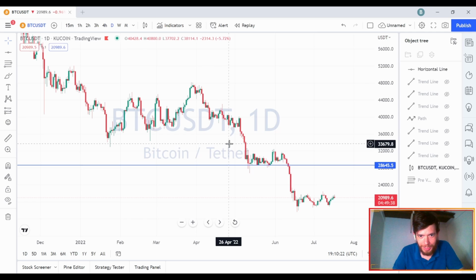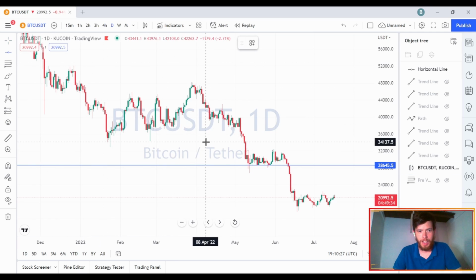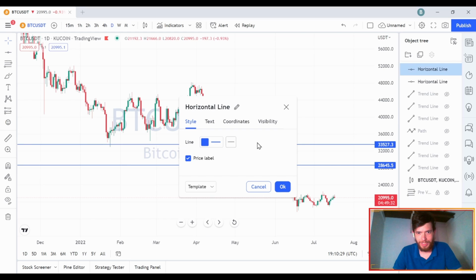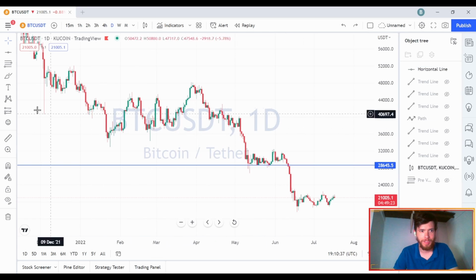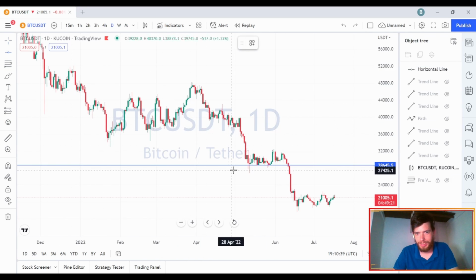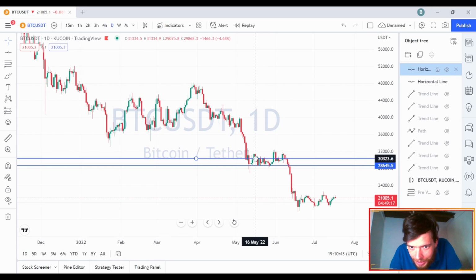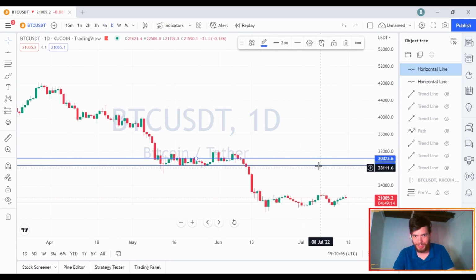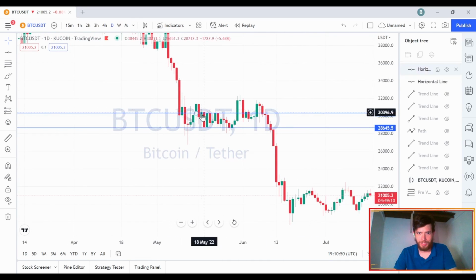If you had a line here, click the tool again. If you have a line somewhere like here, we only see a couple of touches. So that would not be that strong of a zone to have. Instead, you would want to go for a zone like down in here. So this would be a zone where you have a support here and a resistance here.